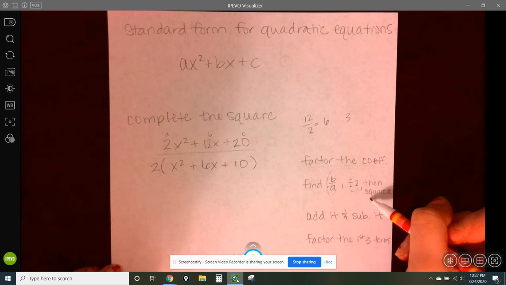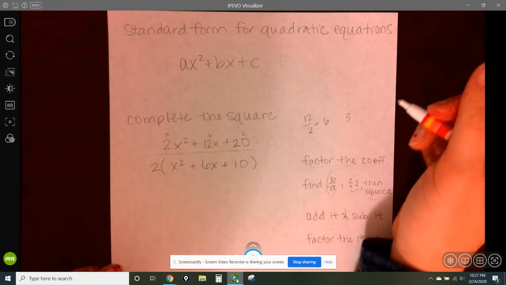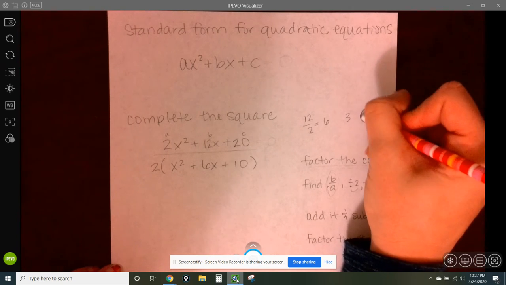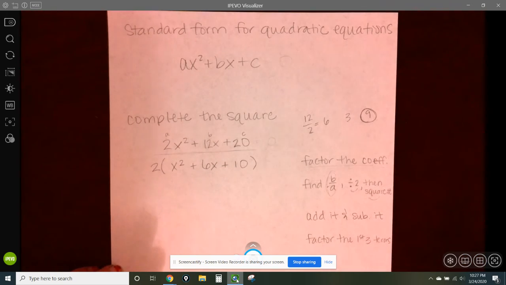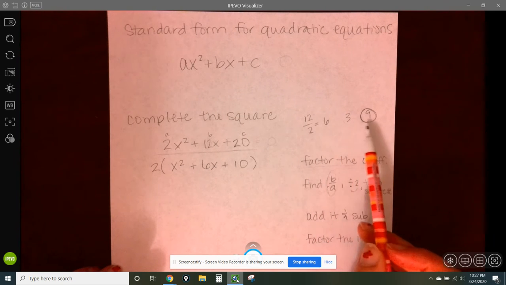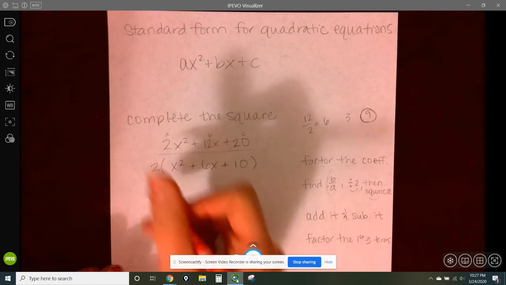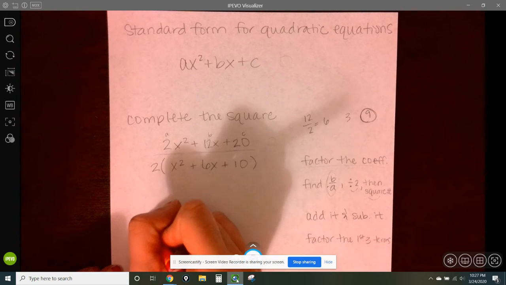Then I take that 3 and I have to square it, meaning multiply it by itself. So 3 times 3 is 9. This is going to be my special number that I'm going to use to complete the square. I just did that off to the side; that's kind of my scratch work. What I'm going to do with that 9 is add it and subtract it inside of these parentheses.